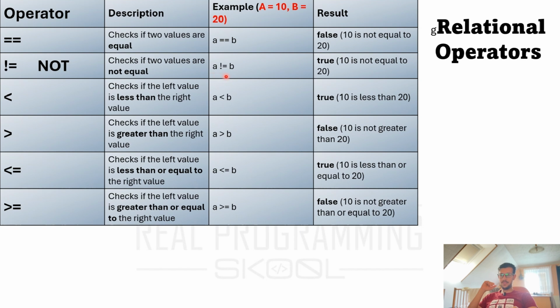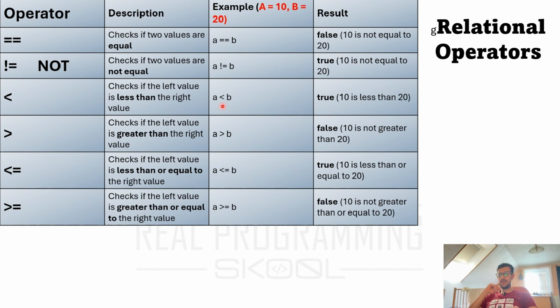For a not equal b, when we want to represent the word not in programming, we use the exclamation sign with equal. Exclamation sign with equal means not. It checks if two values are not equal. 10 not equal b is true, because 10 is not equal to 20.